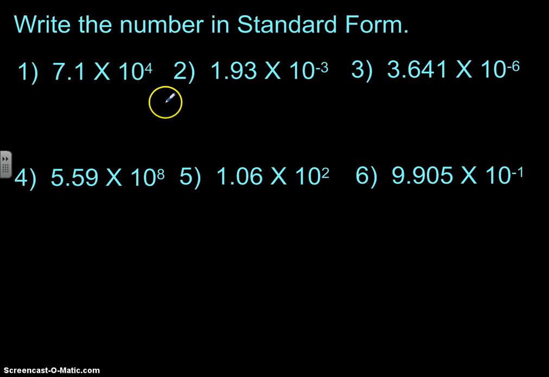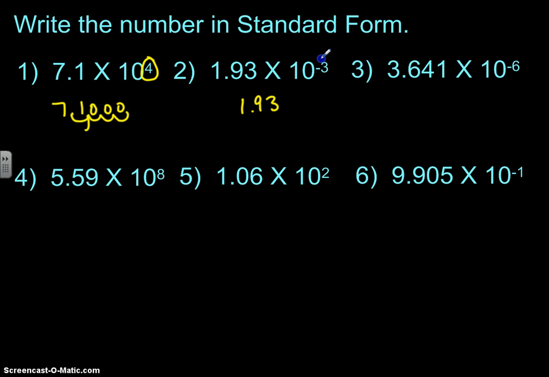Okay, next page. Write the number in standard form. Well, this is very easy. Let's start out with the number we're given. This tells me how many places to move the decimal. And if I multiply this by 10 to the 4th, it's going to be a bigger number, so I need to move it to the right. 1, 2, 3, 4. And in my little dips, I need to put zeros for placeholders. 71,000 is my answer.